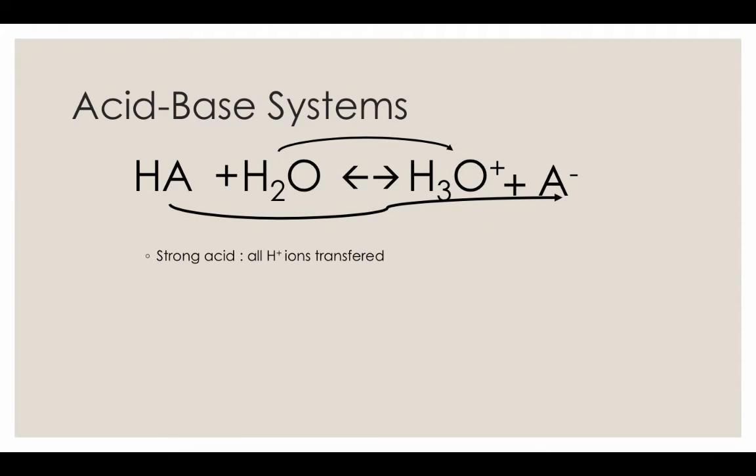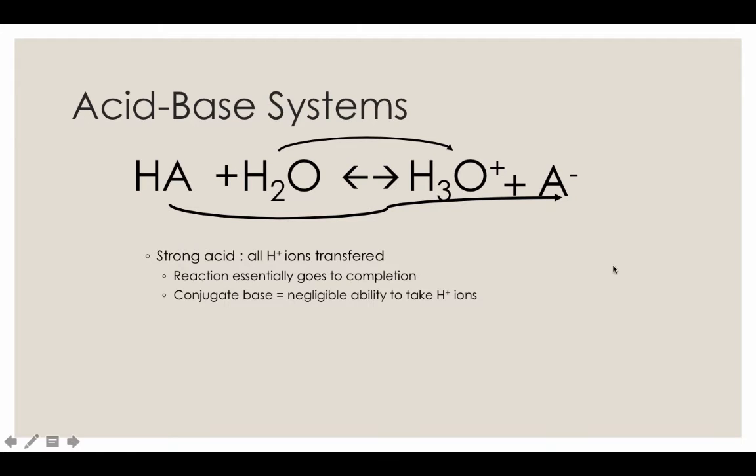Putting the pieces together then, strong acids are said to be able to transfer all of their H+ ions. This means that the reaction will essentially go to completion, meaning there'll be negligible reverse reaction. This also means that the conjugate base of that strong acid will not be able to take H+ from the H3O+ to cause the reaction to go in the reverse direction. Therefore, conjugate bases of strong acids are incredibly weak bases.